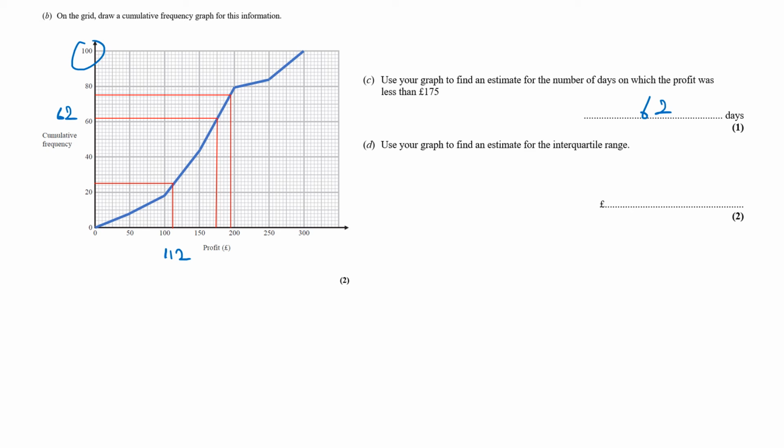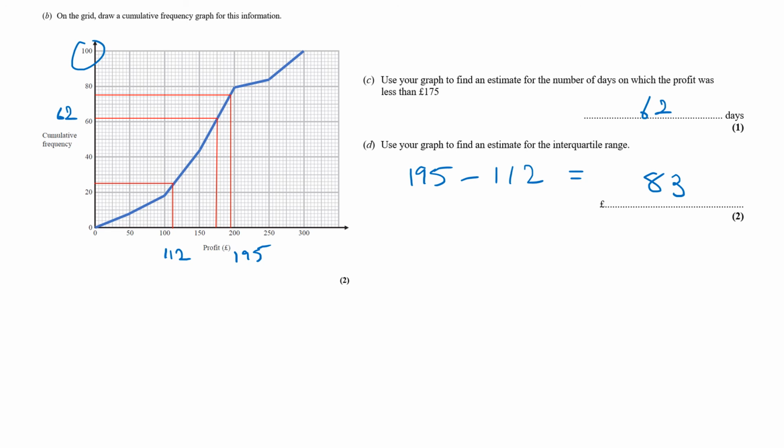And the upper quartile, we've got to do at 75. So we go across at 75, come down. I can see I'm reading that at about 195. So the interquartile range is going to be the upper quartile, which is 195, take away the lower quartile, 112. So that, for me, ends up being £83 as an estimated interquartile range. It's an estimate only because you're reading it off a graph, which isn't the most accurate thing in the world to do.